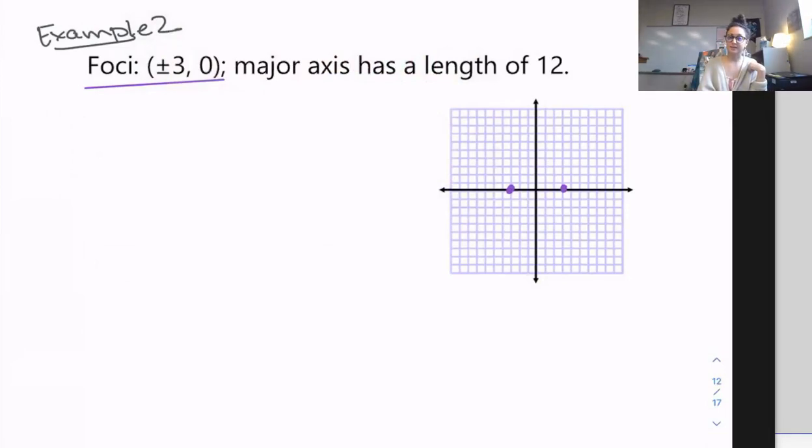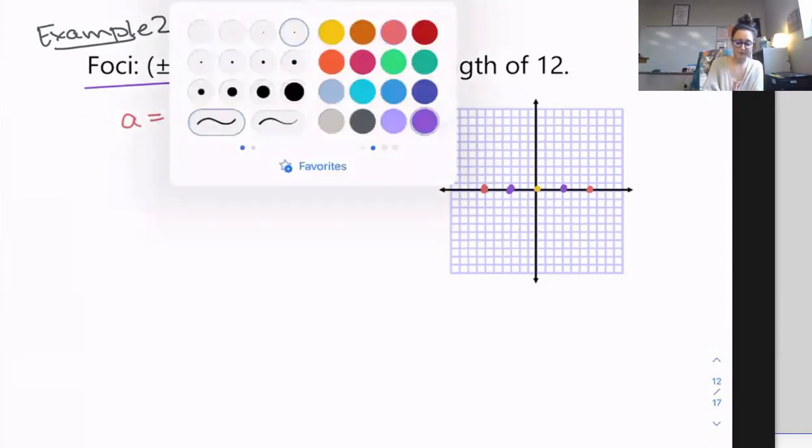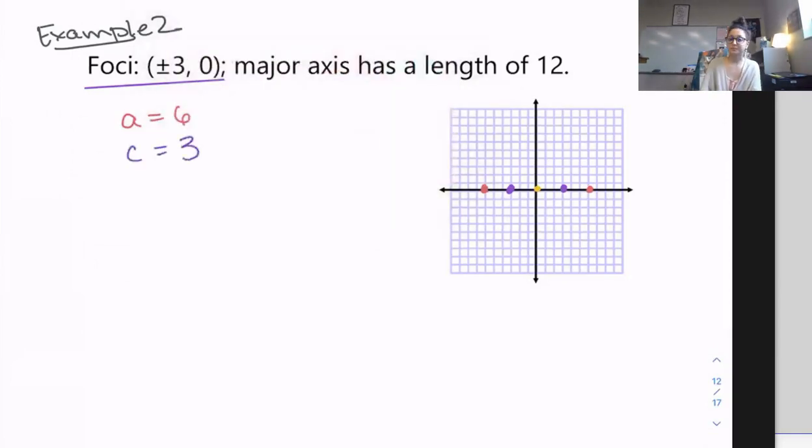So if the major axis has a length of 12, I can tell my center is certainly the origin again, right in between those purple dots. So that means I've gone 6 in either direction to get to the endpoints of my major axis, okay? So 1, 2, should be about here and here. That should give me a length of 12. Again, 6 in either direction from the center. So that means that a must be 6, right? And I know from my foci that c must be 3 because I've gone plus or minus 3 from the center to get to my foci. But I don't know b, right?